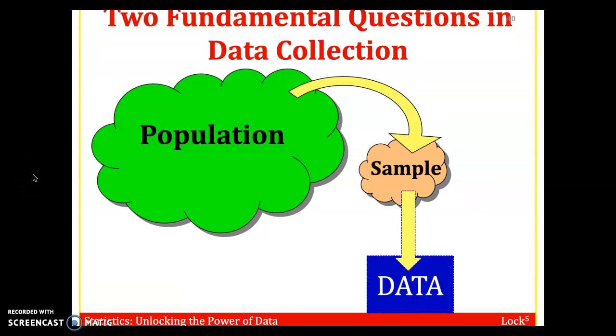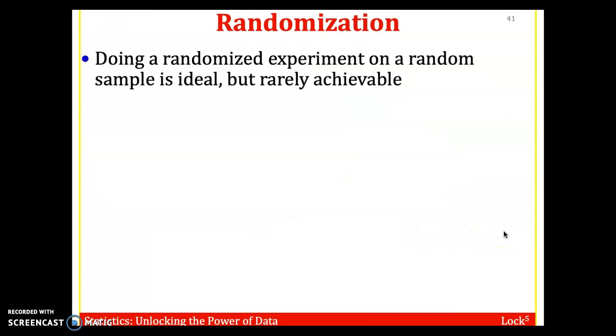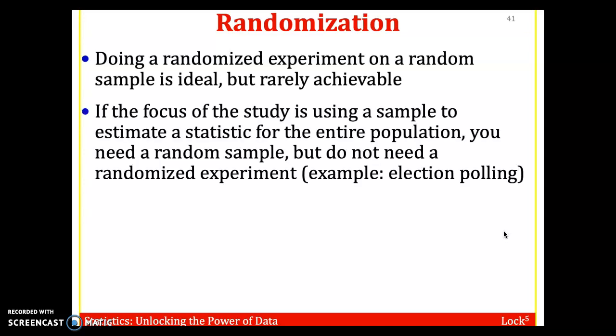All right, so two fundamental questions in data collection. One is getting to the sample: do we truly have a random sample? And in general, this is very, very, very difficult, especially when we're dealing with humans. And then the other one, if we're trying to get to causality: do we have a randomized experiment? So the summary, doing a randomized experiment on a random sample is ideal, but rarely completely achievable.